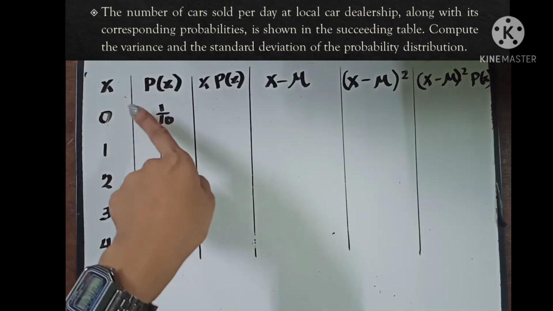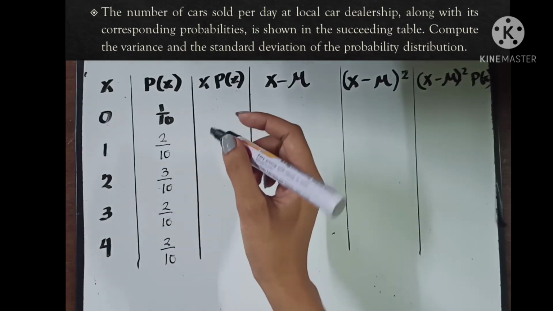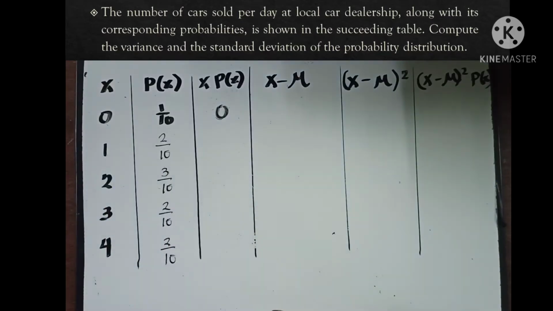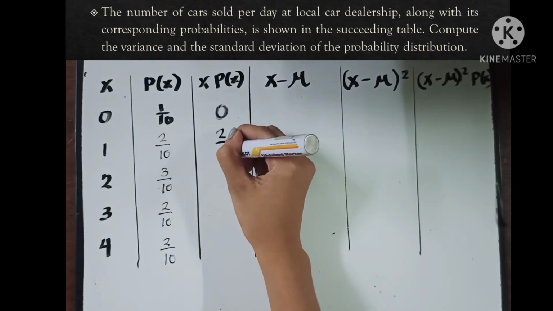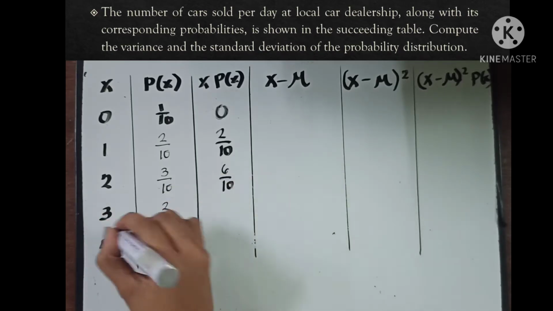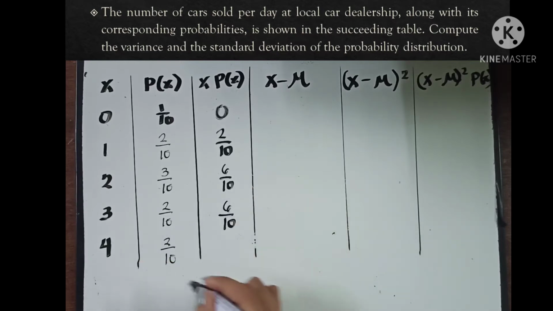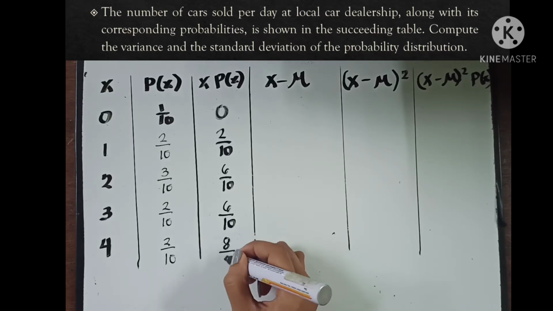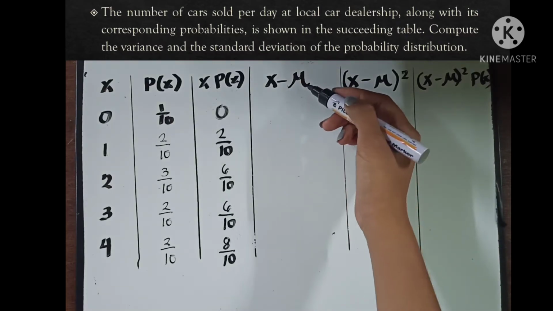Again, first step, multiply natin si x and si P of x. So, 0 multiplied by 1 over 10, so that is equal to 0. 1 multiplied by 2 over 10, that is 2 over 10. 2 multiplied by 3 over 10, so that is equal to 6 over 10. 3 multiplied by 2 over 10, this is also equal to 6 over 10. And 4 multiplied by 2 over 10 is equal to 8 over 10.